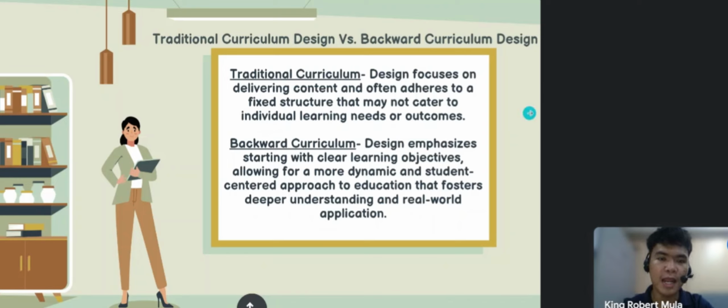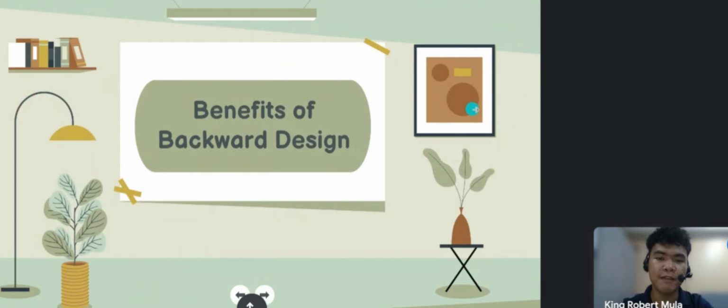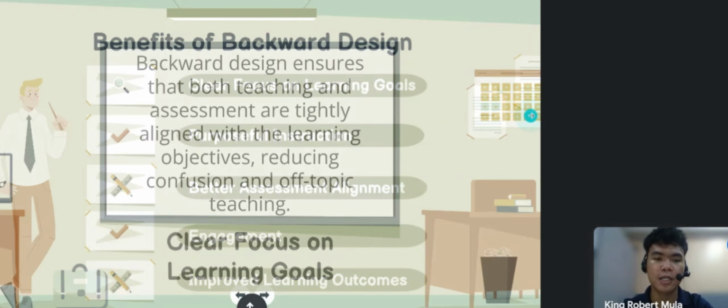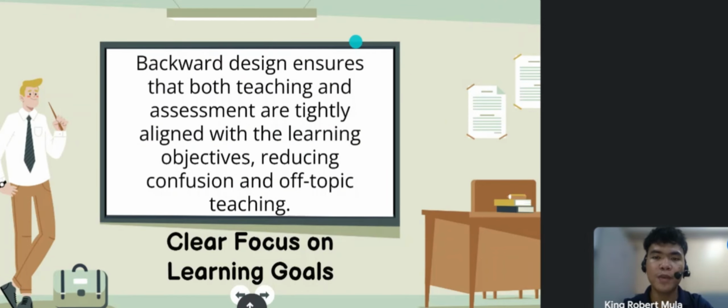Now, let's proceed to the benefits of backward design. There are five. First is a clear focus on learning goals. Next is purposeful instruction. Next is better assessment alignment. Next is engagement. And lastly, improved learning outcomes. So let's proceed to the first one, which is clear focus on learning goals.